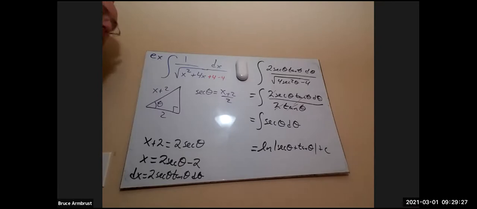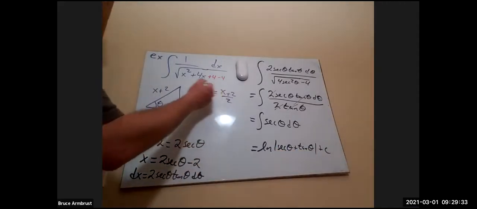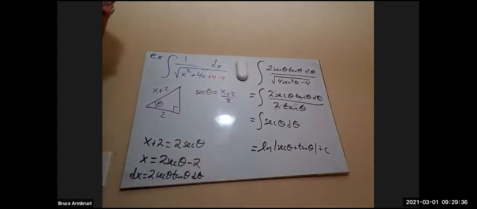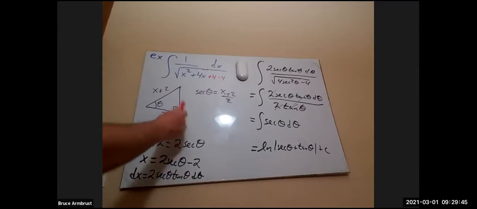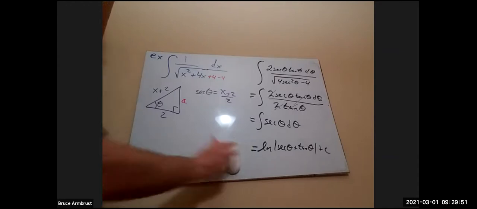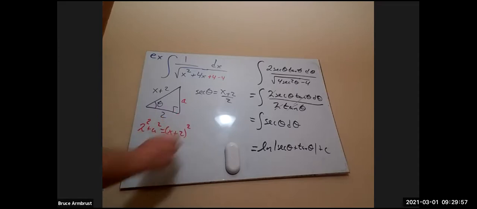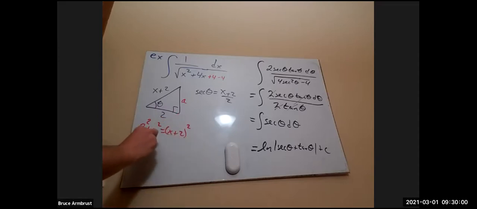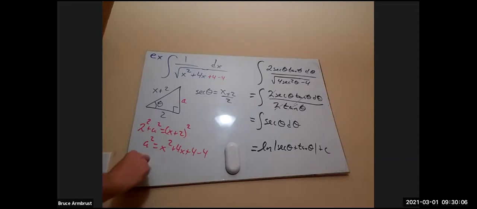All right, well, let's look at what we're trying to replace. We need to replace a secant and a tangent. We got secant, we're good to go there. But now we need the tangent of theta as well. So to get the tangent, I need to know this third side. Let's use the Pythagorean theorem. So we've got 2 squared plus a squared equals x plus 2 squared. So a squared is equal to x squared plus 4x plus 4 minus 4. So a is the square root of x squared plus 4x.